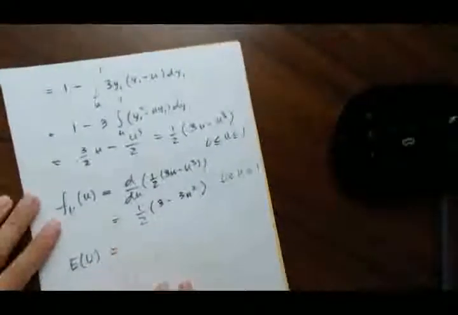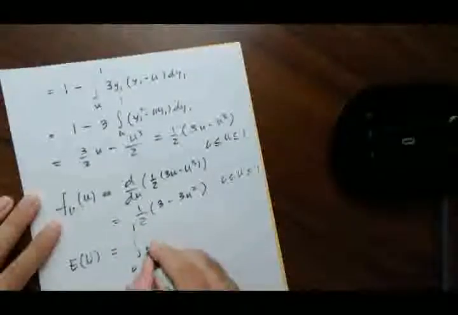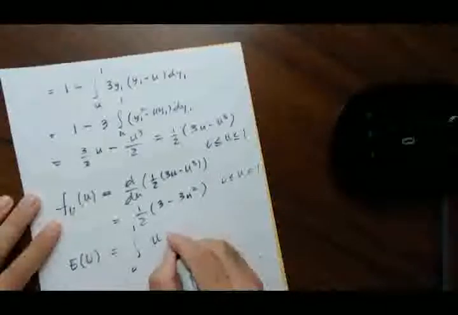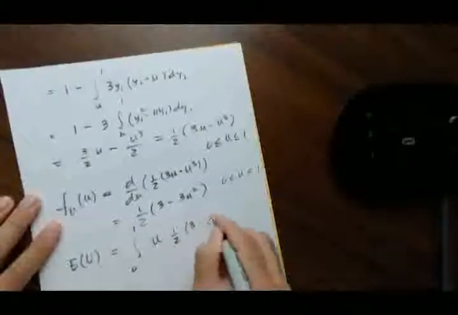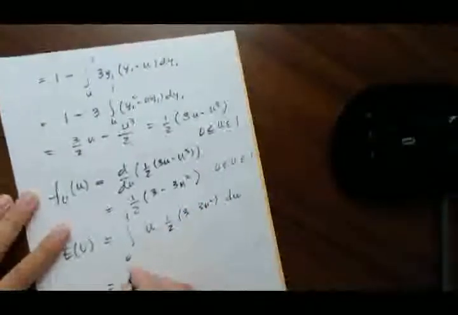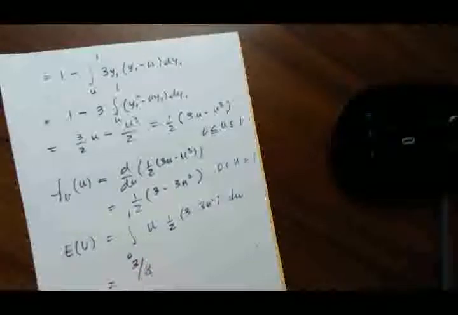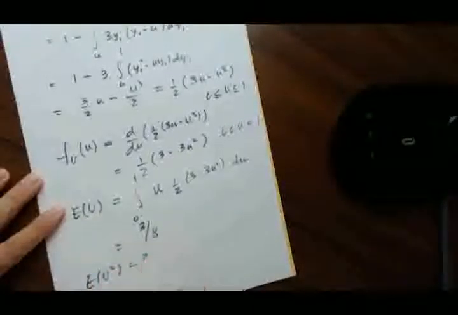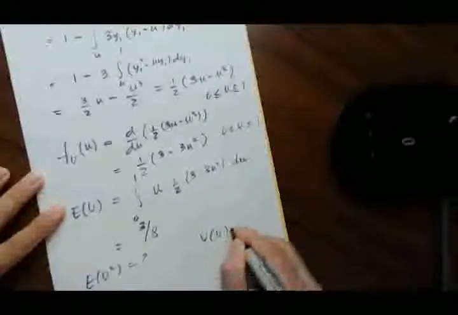Now I can add these questions. What is the expectation of u? Which will be the integral between 0 and 1 of u times 1/2 times 3 minus 3u squared du. And you can do the integration here. It's a pretty easy integration. If you do that correctly, you will get 3/8. And similarly, you can find the expectation of u squared, and you can find the variance of u.